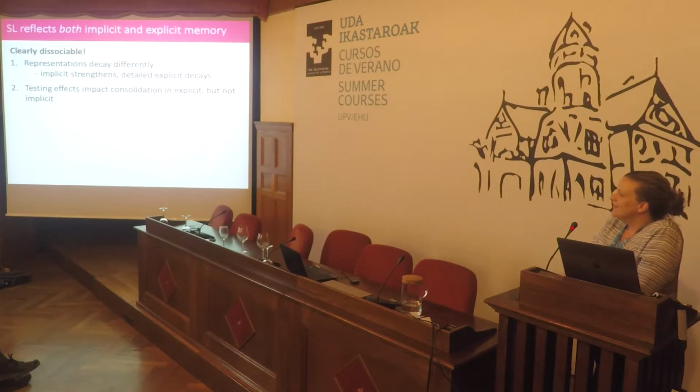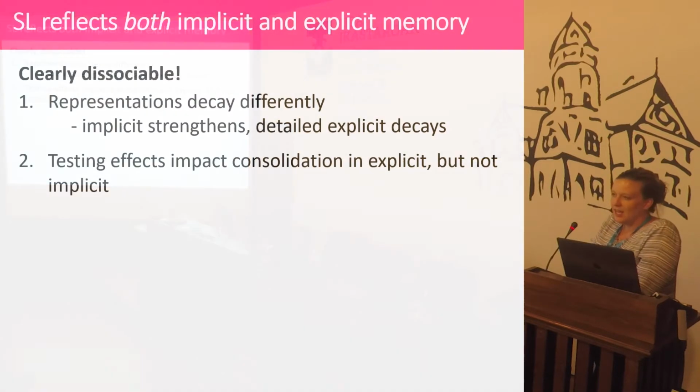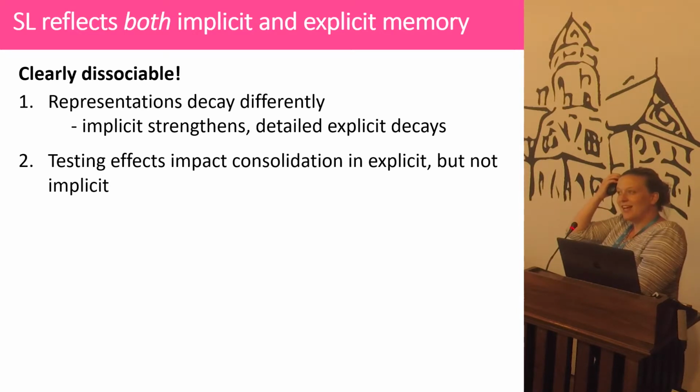So what does this experiment mean? It means that we have both implicit and explicit representations after a statistical learning experience, and that these are clearly dissociable. So again, Laura already showed us that they're not necessarily correlated, that we can have both of these traces. But what I'm showing you is that they also, in a sort of experimental way, decay differently. So implicit strengthens, and these detailed explicit representations actually decay. And I also showed you that testing effects impact the consolidation of explicit information, but not implicit, which is pretty interesting because what this is saying is that what happens after the original learning experience actually modifies the representation of the explicit information, but not the representation of the implicit information, right? So you have this more malleable representation.